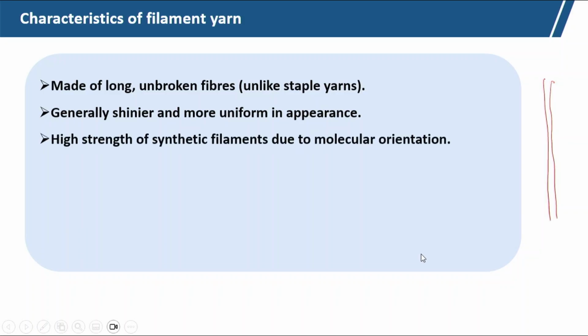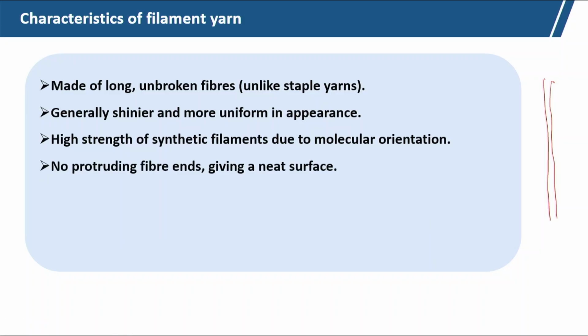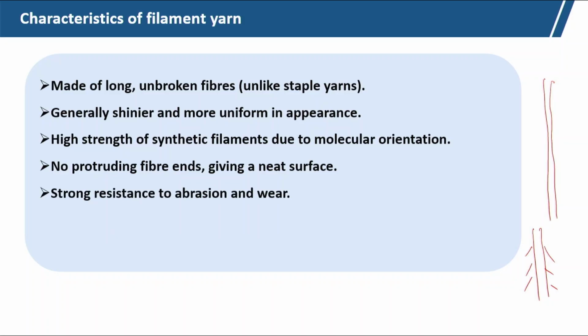High strength of synthetic filaments is due to molecular orientation. When spun at high speed and after stretching, the molecular orientation is high, so it creates high strength. There is no protruding fiber, unlike staple yarn, where there are protruding fibers. Here there is no protruding fiber, which gives a cleaner structure, and it becomes lustrous and strongly abrasion resistant.